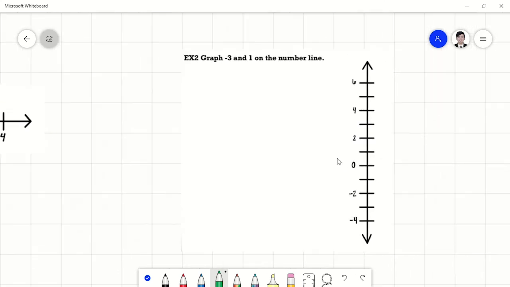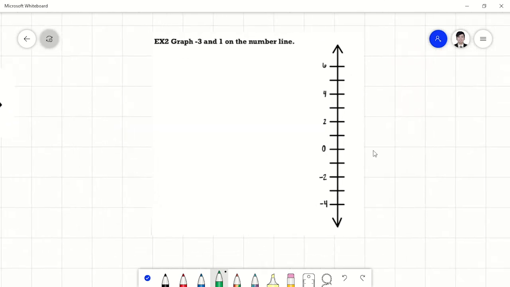Let's have example number 2. Let's try to graph -3 and 1 on the number line. If you notice, there are some intervals here with no labels, and you don't immediately see 1 and -3 on the number line. That means you have to choose a number, compare it from 0, and find its distance.